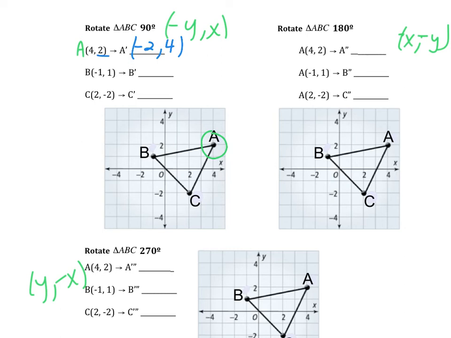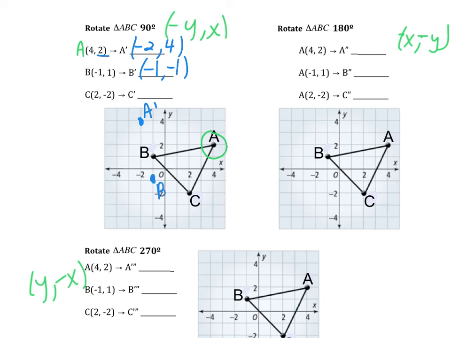Oh, that's not correct. I need to go to -2, 4. So -2 in the x, up 4 in the y. There's A prime. That looks a little better. Now let's look at B prime. Opposite of y, so 1 becomes -1, and the x stays the same. So it's currently -1, it stays -1. So B prime is at -1, -1.